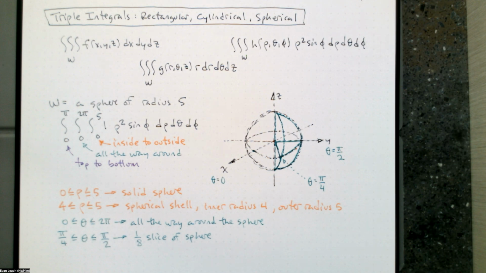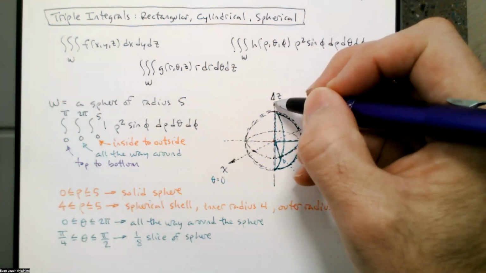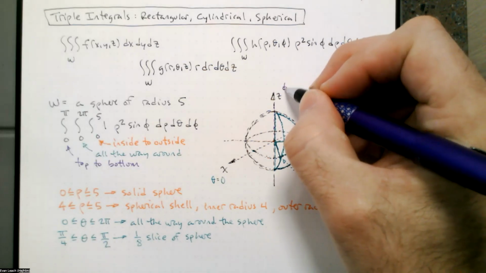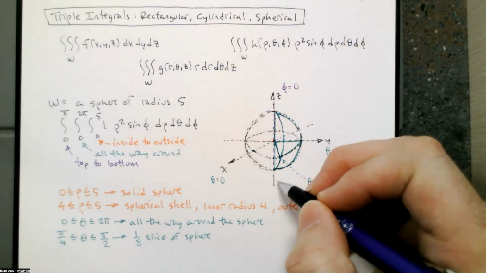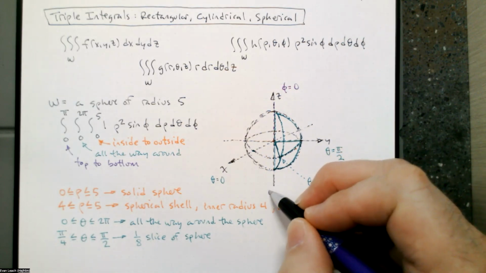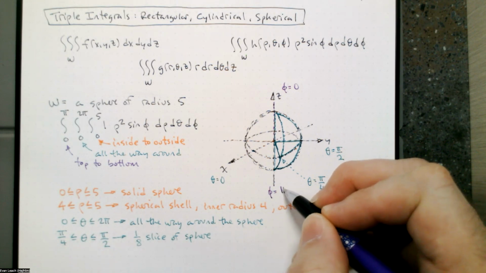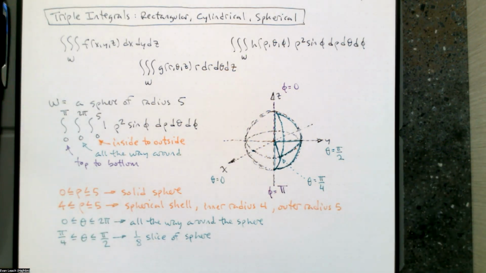Spherical coordinates, to get our up and down, we use phi, and phi is the angle measured from the positive z-axis. So up here at the positive z-axis is where phi is equal to 0, and then down here at the negative z-axis is where phi is equal to pi. That's our typical range. That's all we need for phi, from 0 to pi, because 0 is at the top. If we sweep down to pi, that gets us down to the bottom.